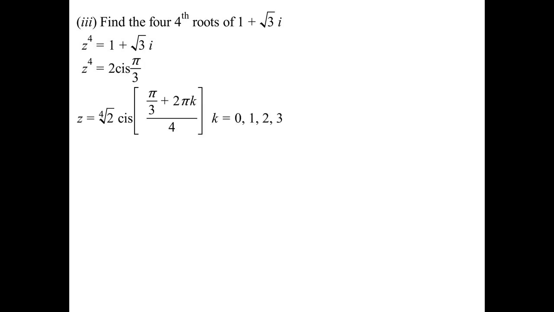Find the 4 fourth roots of 1 plus root 3i. Well, let's work out mod arg. It's 2 cis pi on 3. So I'm going to be going the 4th root of 2. I don't know what that is, so we'll leave it as 4th root of 2, cis pi on 3 plus 2 pi k. In this one, I'm going 0, 1, 2, 3 because, well, there's no point doing conjugates. They're not going to appear in conjugate pairs.